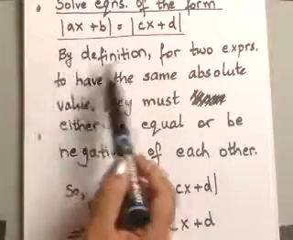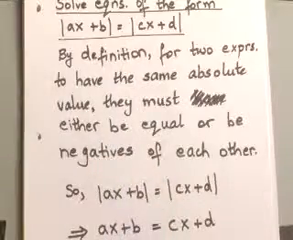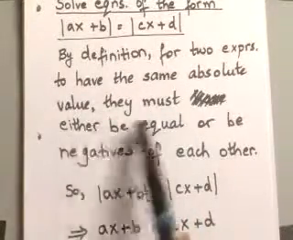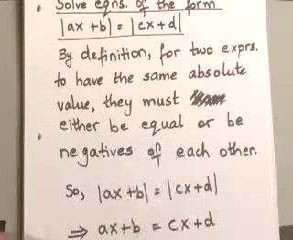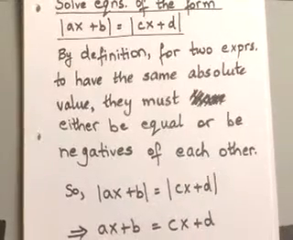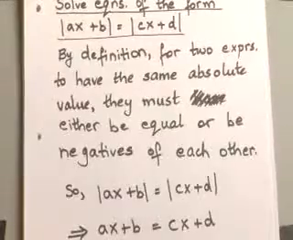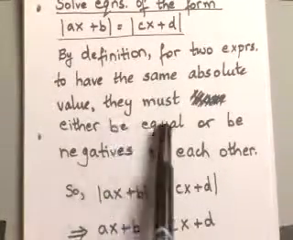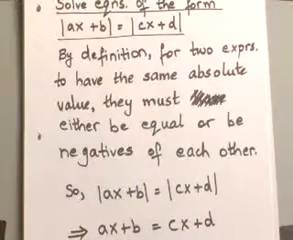Now we're saying, by definition, for two expressions to have the same absolute value, they must either be equal or be negatives of each other. Okay, so if you're going to have two absolute values equal one another, they should either be equal or they should be negatives of each other.